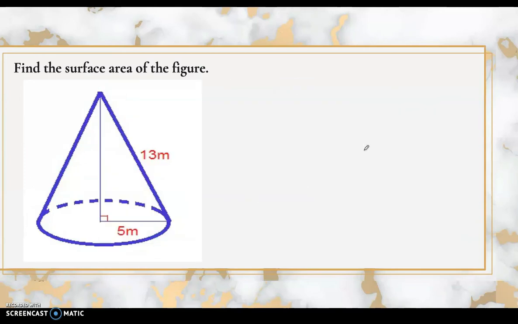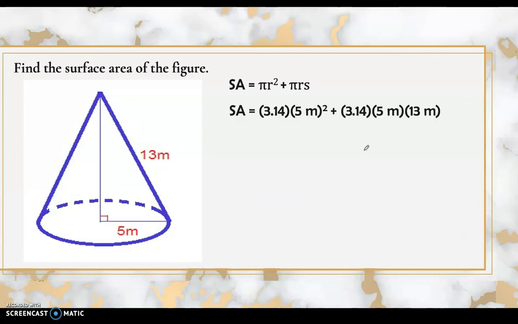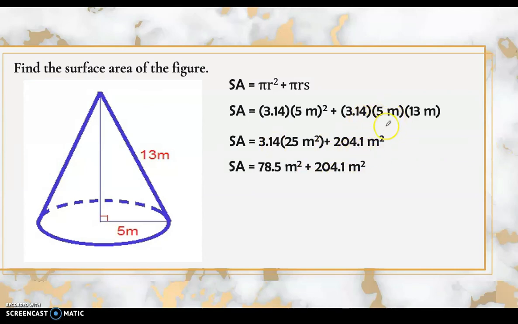And for this figure, we still write the formula. We have the slant height is 13 meters and the radius is 5 meters. So you square the radius to get the area of the circle. So this is 25 square meters times 3.14. This is already simplified, 78.5 square meters. Then add, the surface area of this cone is 282.6 square meters.